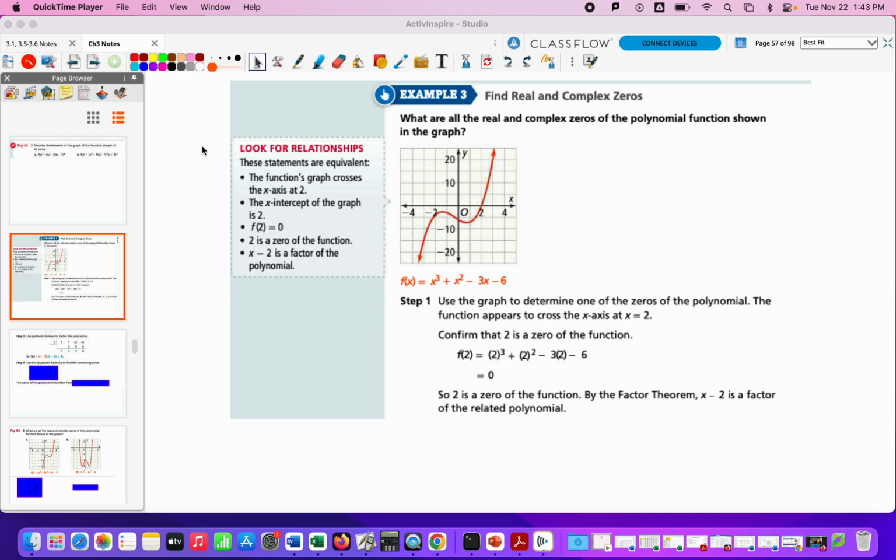Finish up 3.5 by looking at example 3. Now we really get into the heart of this, finding all the real and complex zeros. So this is kind of a preview, and we'll dive into it more in this section and in 3.6. So what are all the real and complex zeros of this?